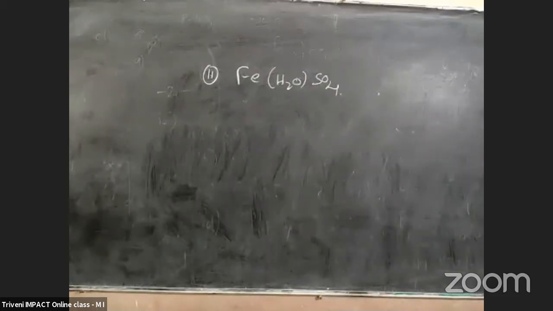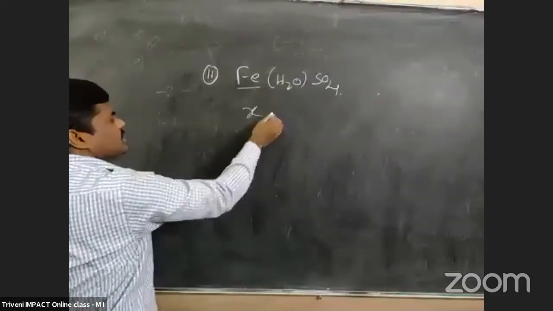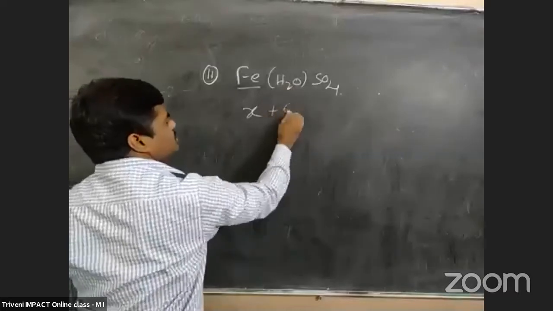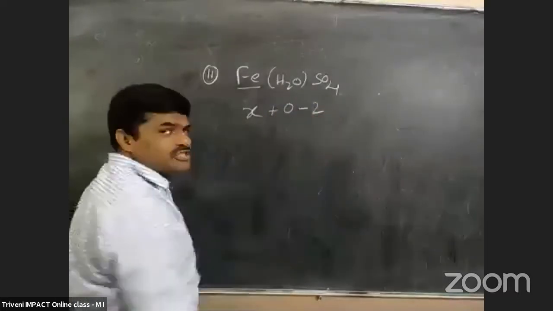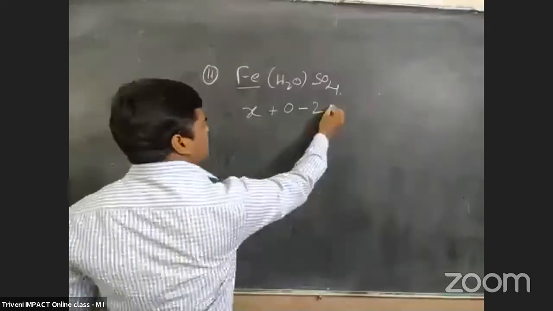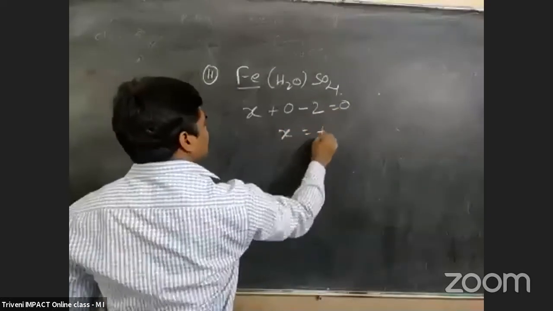Okay, the 11th question answer is about the Fe oxidation state. Let it be x. H2O oxidation state is 0, it is a neutral molecule, and SO4 oxidation state is -2. So it is equal to 0, and x is equal to +2.